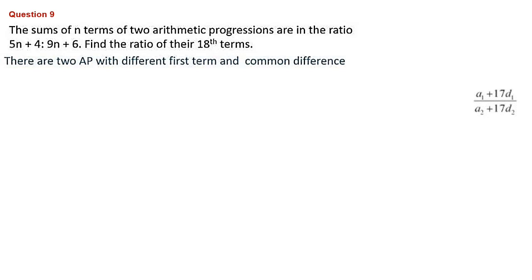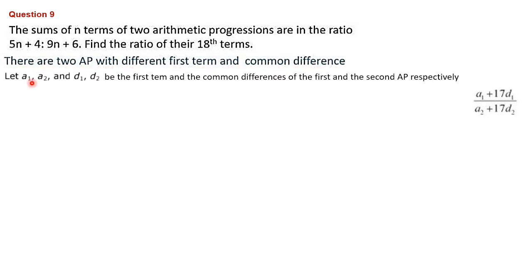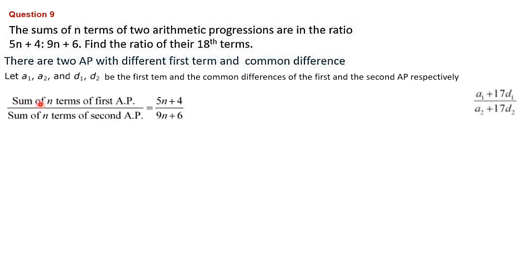Let's go. There are two APs with different first terms and common differences. A1 and A2 and D1 and D2 are the first terms and the common differences of the first and second AP respectively. Very simple. A1, A2 are the first terms, D1 and D2 are the common differences of the two different APs. The sum of n terms of the first AP by the sum of n terms of the second AP is what is given.